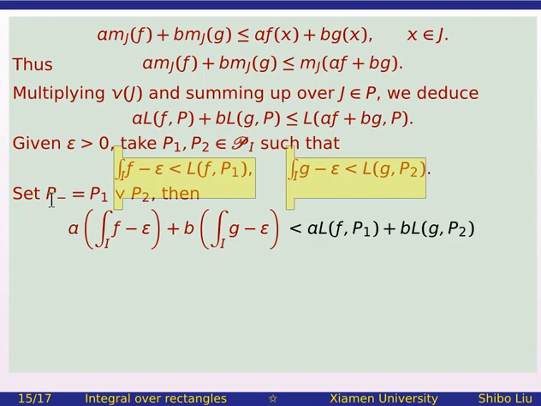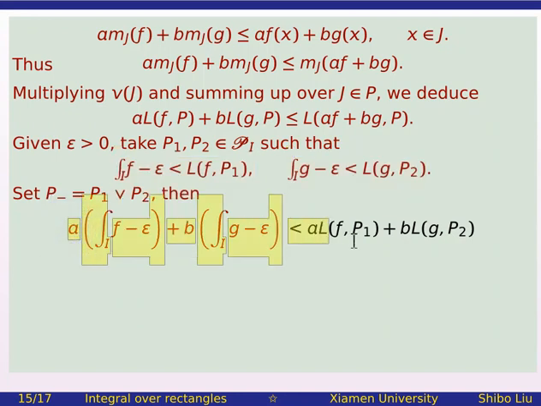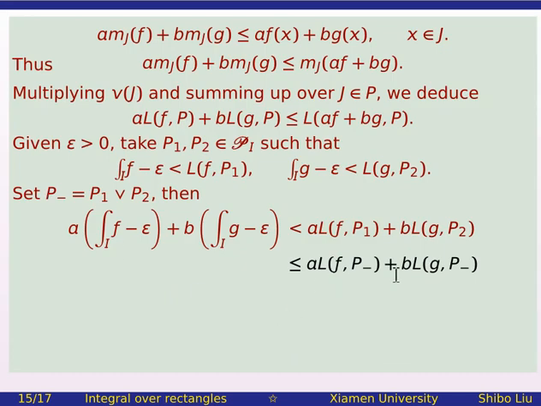For the common refinement, we have this inequality, and then we will compare the lower sum of f with respect to P1 and g with respect to P2 to the lower sum with respect to the common refinement. So we have this inequality because P minus is the refinement of P1. Therefore, the lower sum of f with respect to P1 is not greater than the lower sum with respect to P minus. And similarly for the lower sum of g, we have the same result. Therefore, we get this inequality.